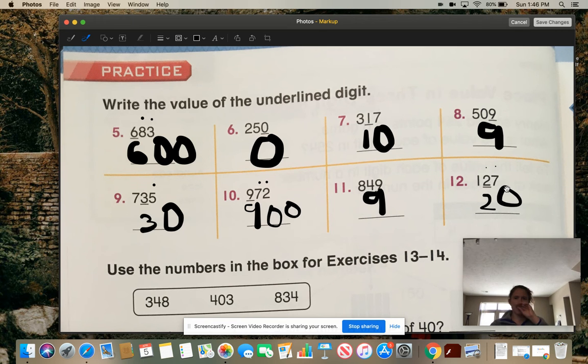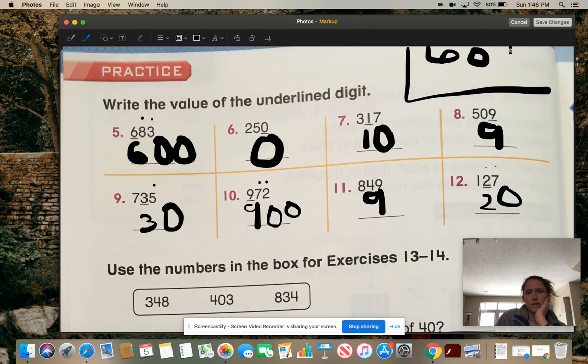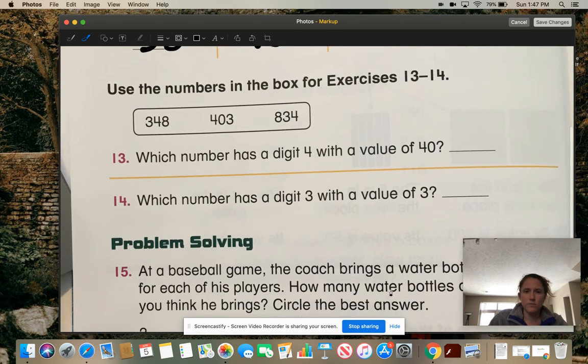Now, I'm going to give you a problem that's not in your book right now. I want you to think, if I have the number 608 and I ask you what is the value of the 0? Well, boys and girls, the value of a 0 is always going to be worth 0. There would be 1 number behind it, but 2 zeros next to each other is the same. So if there is a 0 in the tens place, it would be worth 0. Okay, so hopefully that helped you a little bit.